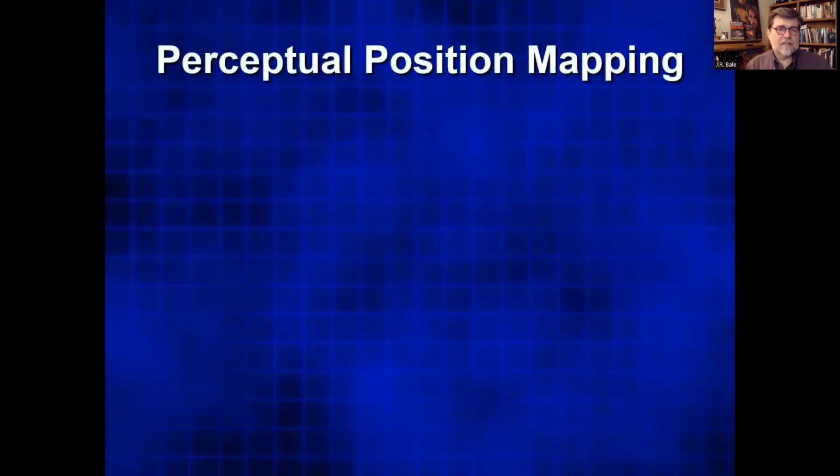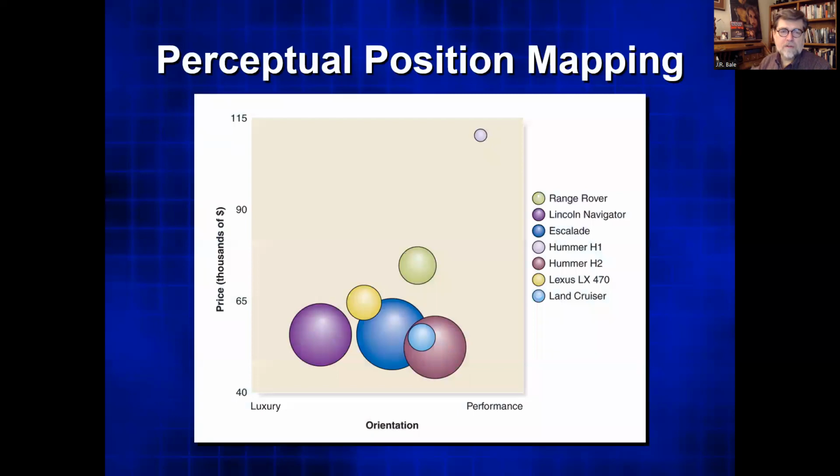Here's another one. This is a different type of perceptual map, but this looks at a number of vehicles, and the size of the circle represents the volume of its sales. We have on the vertical axis the price in thousands of dollars, and then on the horizontal axis, is it perceived as a luxury vehicle or a high performance vehicle? And they're all positioned relative to each other. The one sort of odd one, in the upper right hand corner, is the Hummer H1.